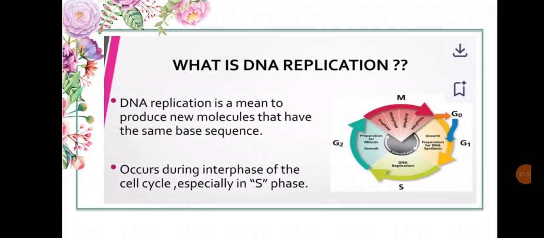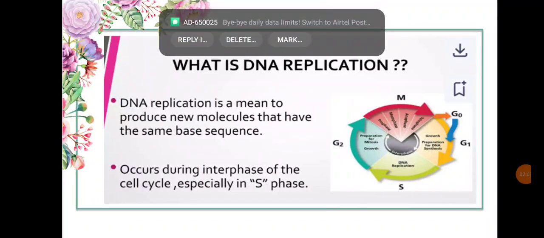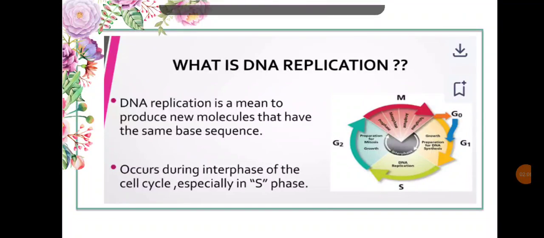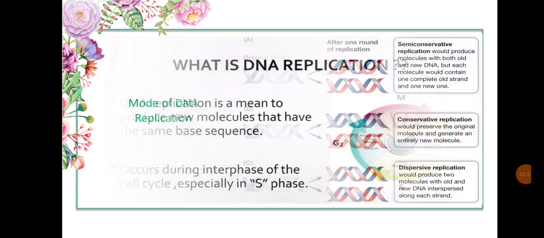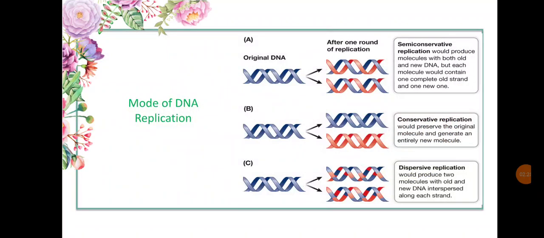What is DNA replication? We already know. DNA replication is meant to produce new molecules that have the same base sequences. Is it right? On the right side, we are looking at the cell cycle. Exactly in the cell cycle, during the S phase, the DNA replication takes place.